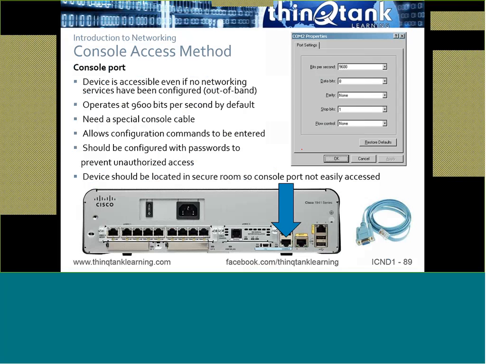So initially, when you get your device out of the box, 99% of the time, there are some Cisco devices that don't have this function, but 99% of the time, you're going to get a serial cable. You can see a little picture of the serial cable in the right corner here. This serial cable comes with the device. It's called a rollover cable. And you'll plug that into your console port, and you'll start doing your configuration.